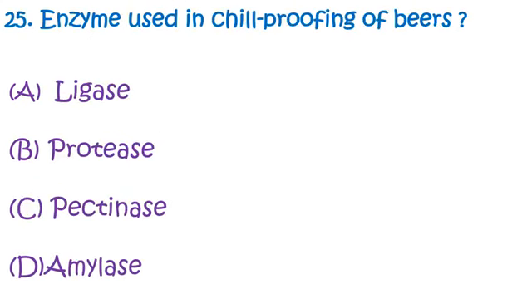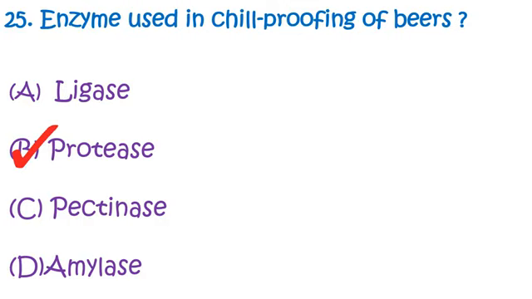Question number 25. Enzymes used in chill proofing of beers. Options are option A ligase, option B protease, option C pectinase, and option D amylase. And the correct answer is option B protease. Chill-proofing is a process where beer is cooled to sub-zero temperatures or almost to 0 degrees Celsius for a longer period of time, so that the proteins and the polyphenols which come from the malt in the beer coagulate to form larger particles which can be then filtered to produce clear and haze-free beer.